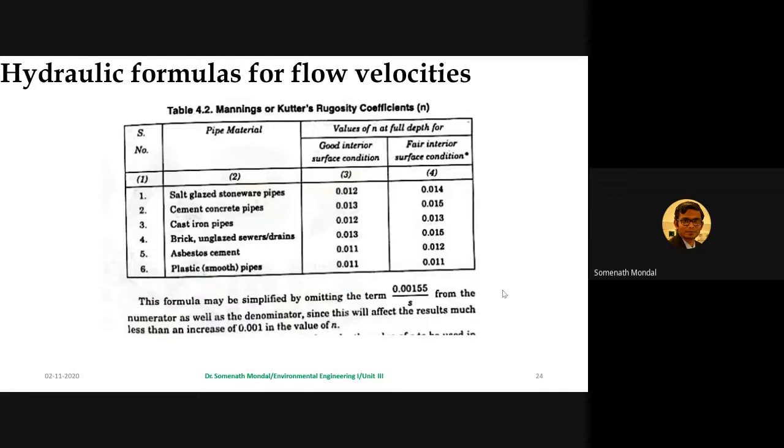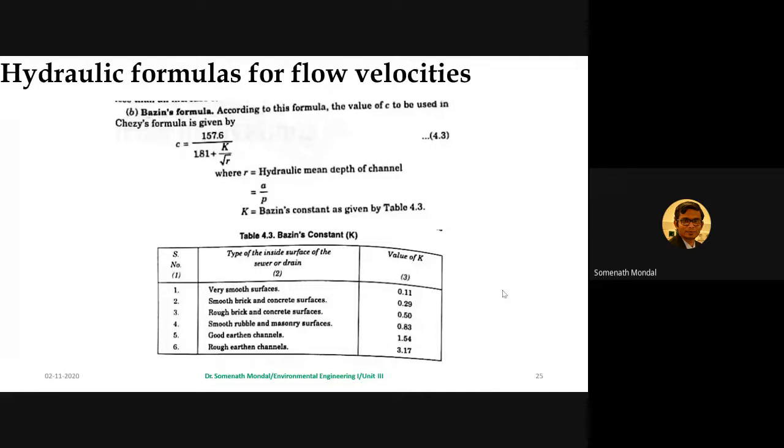Now the next one is Bazin's formula. As I mentioned, either we can employ Kutter's or we can employ Bazin's formula. This is another formula to determine the C, that is Chezy's constant. In Bazin's formula, you can see that again we have two different parameters, K and small r, and small r has been defined already a few times before, so I'm not going to talk about that. Now K is the Bazin's constant, and this K can be obtained from the table given over here, and you can get the same table in standard codal provisions.